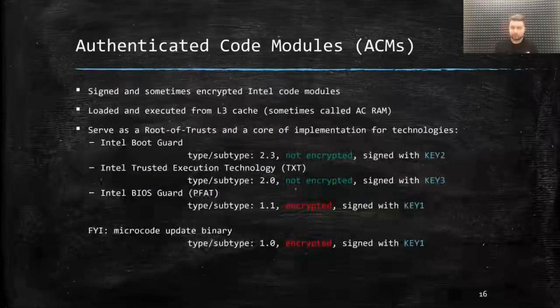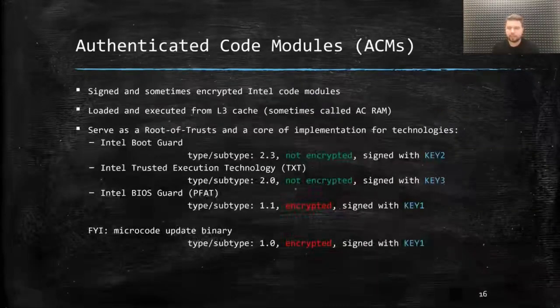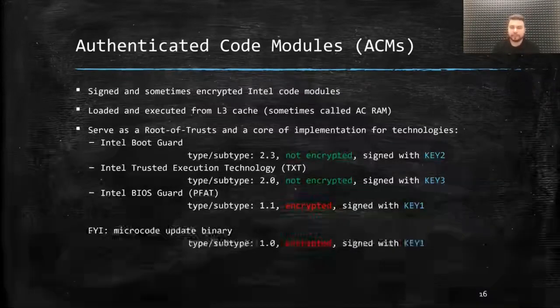A few words about ACMs. These are signed and sometimes encrypted Intel code modules with a similar structure, with the common Intel binary header. They are loaded into the shared level 3 cache, I guess because the DRAM is not trusted. By the way, some public sources call it ACRAM. These modules are executed from there only by the BSP, bootstrap core. Other cores should be sleeping.